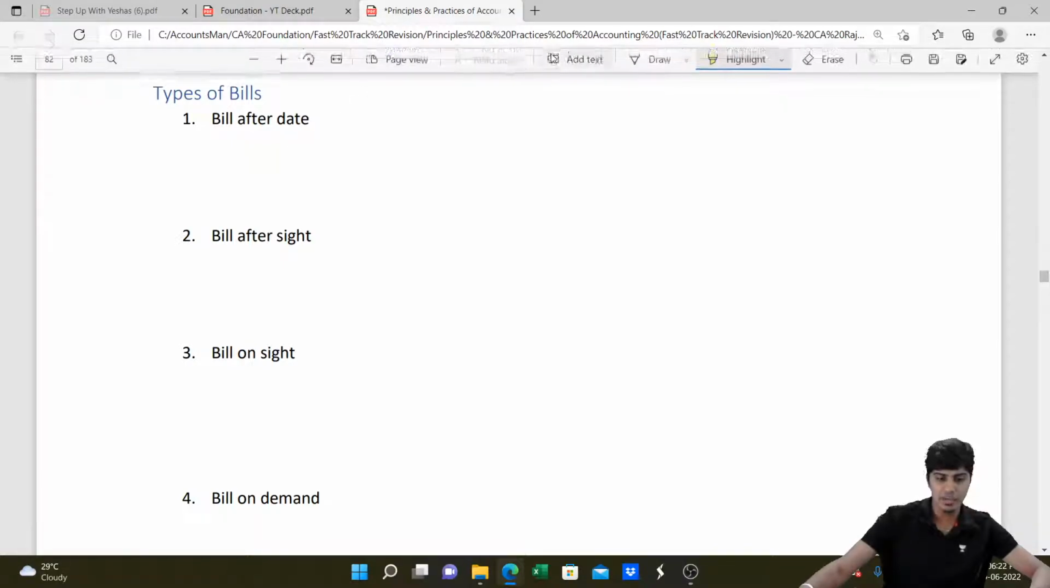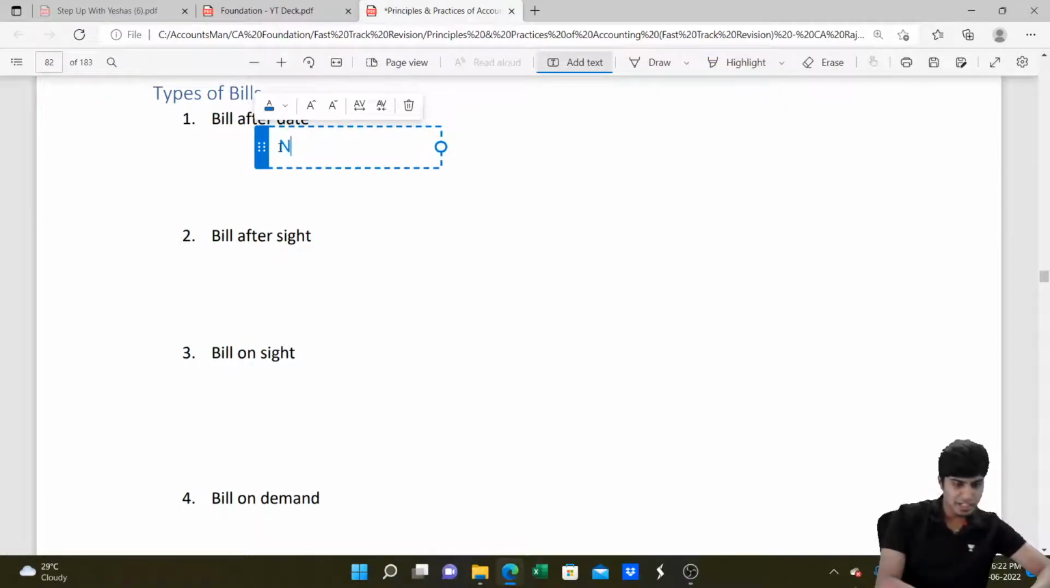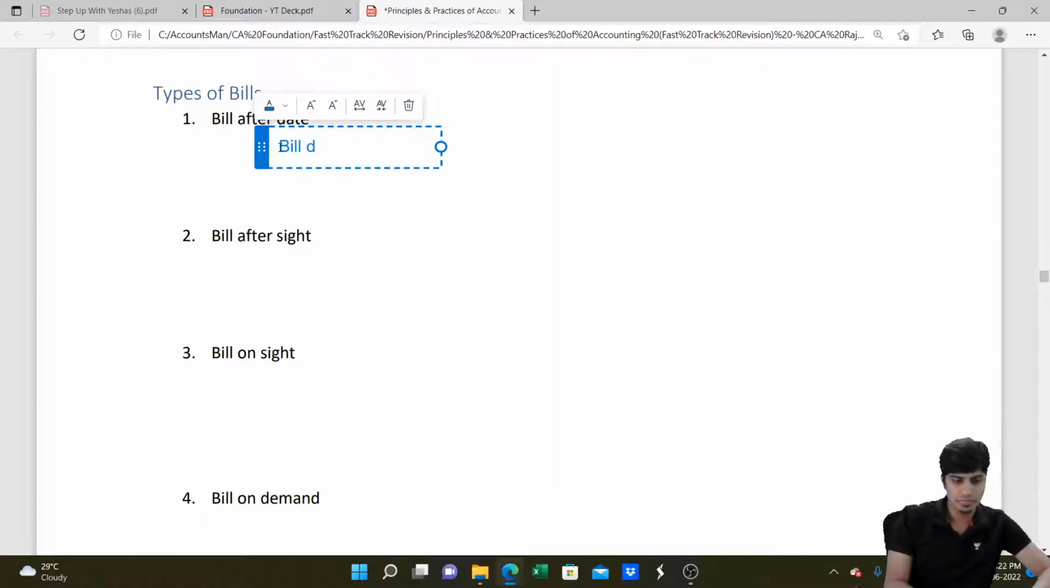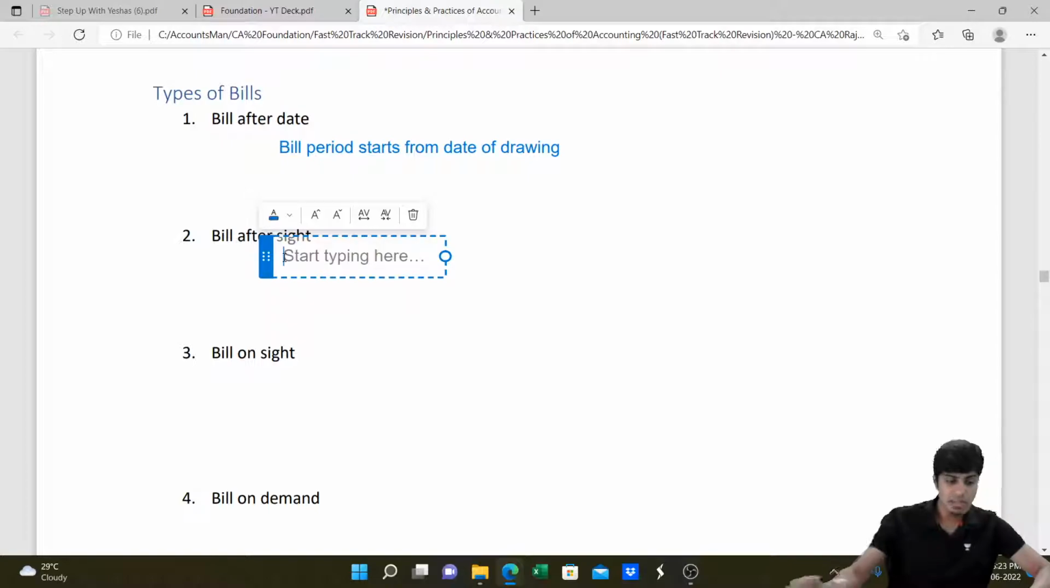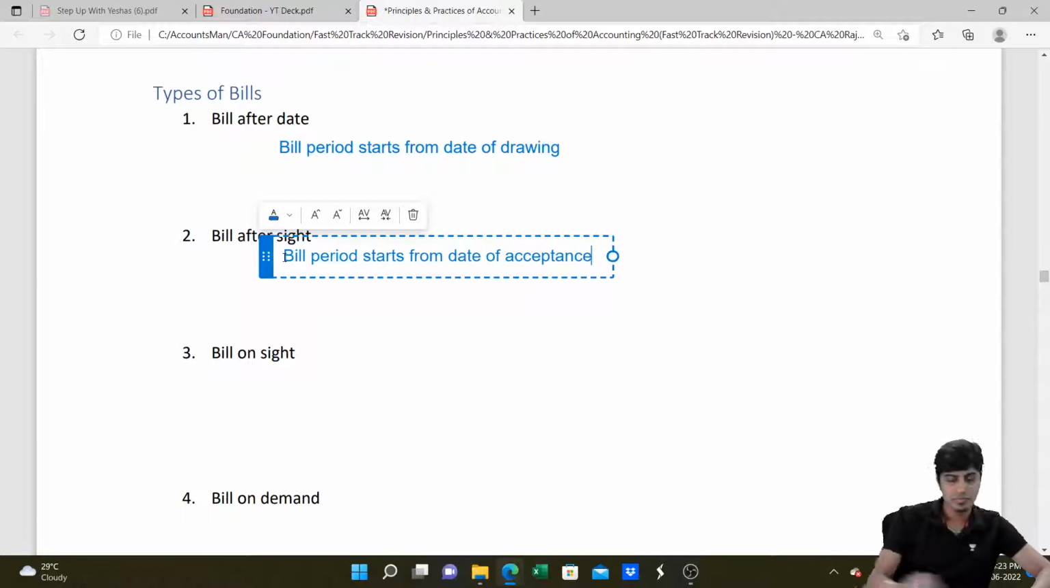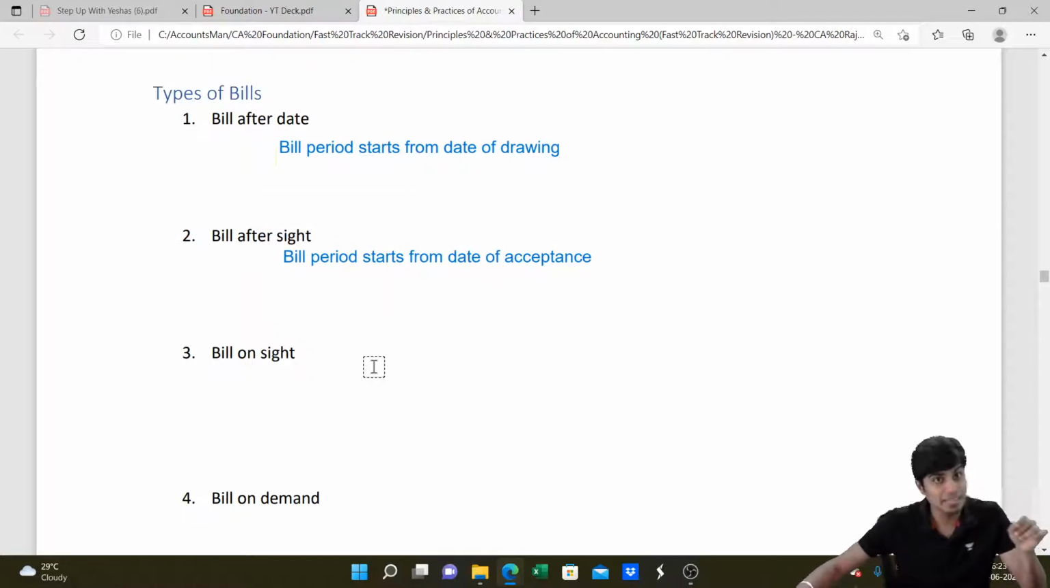If it is bill after date, what does this mean? Bill after date means bill period starts from date of drawing. However, bill after sight means bill period starts from date of acceptance. Here bill period starts from date of acceptance.